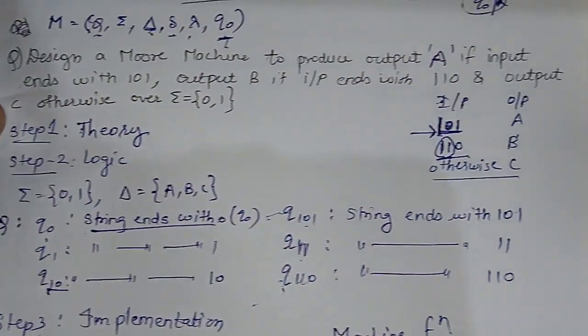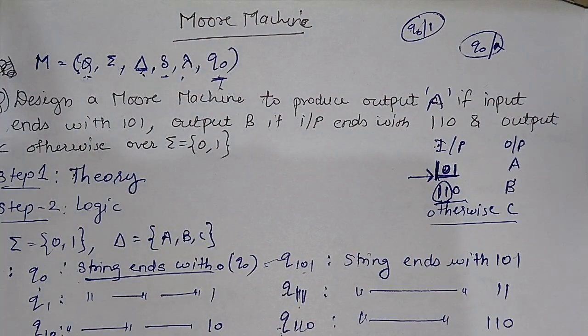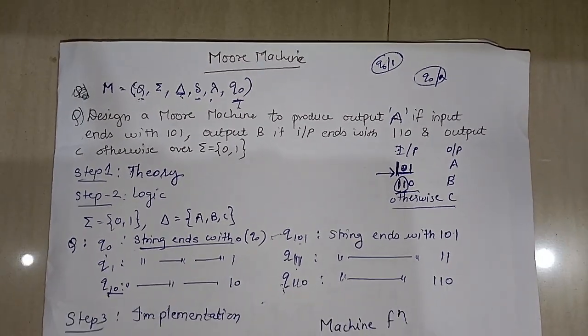And the last, we have to solve an example to show the output. In this way you can solve an example of this Moore machine question.